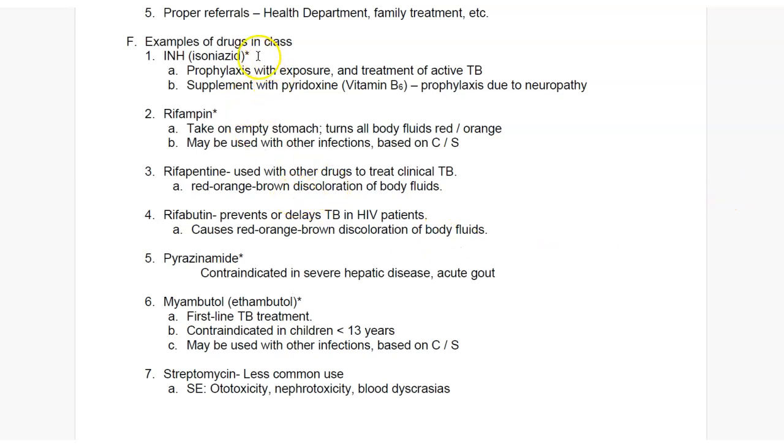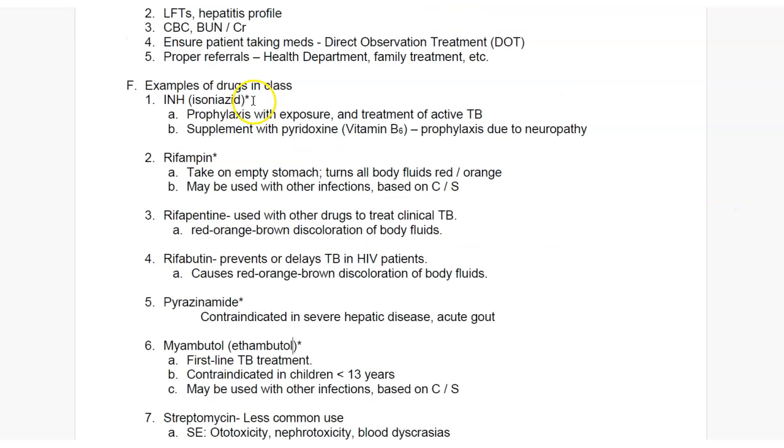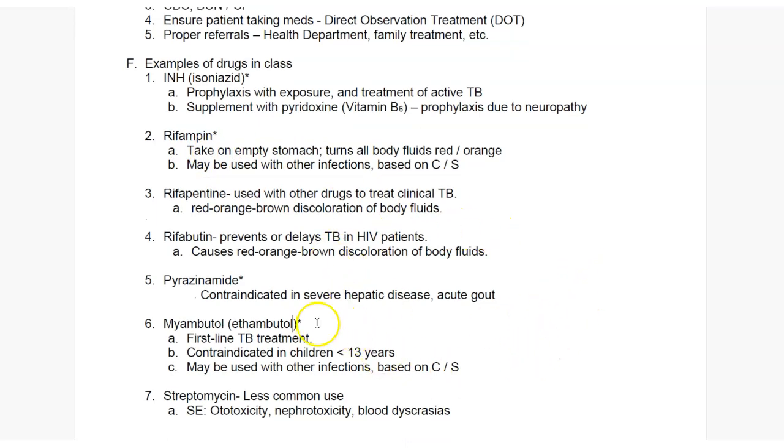As you can see, there are some asterisks here. The examples that you have to remember are the ones with an asterisk: INH or isoniazid, rifampin, pyrazinamide, and ethambutol.